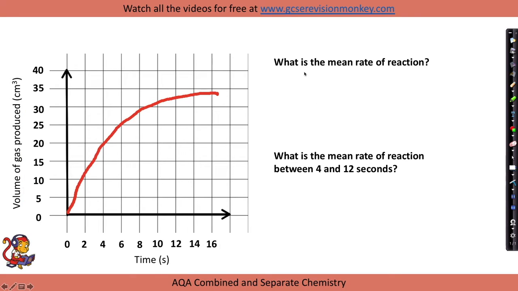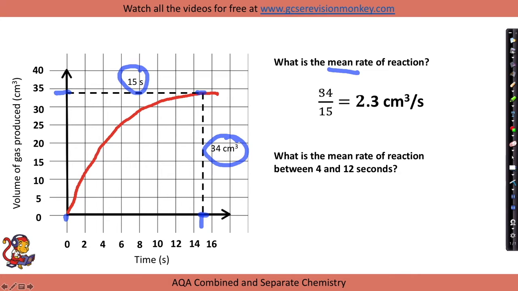So here are some common questions that you're asked. One here says, what is the mean rate of reaction? So to calculate this from the graph, you would find out the point where the reaction stopped, draw a line from the x-axis up to that point, and then a line across to the y-axis. And you would read off from the bottom the time that it took, so 15 seconds, because from 0 to here is 15 seconds, and the volume of gas produced in that time, from the 0 up to here, so 34 approximately.